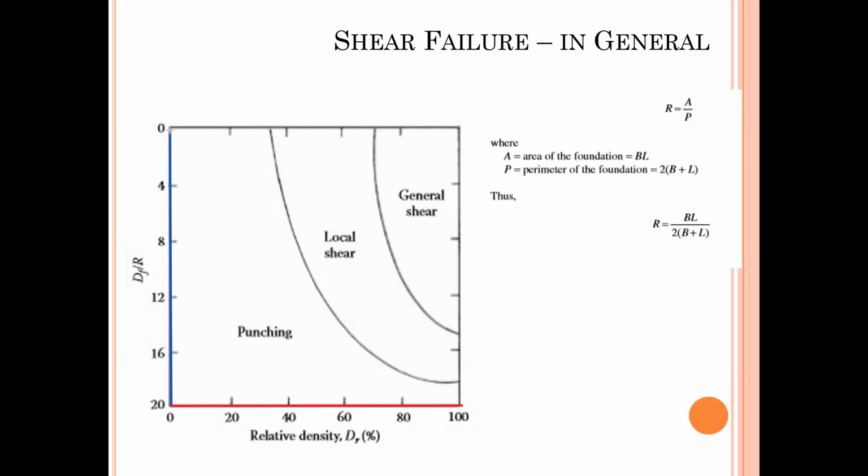that's a factor: depth of the foundation divided by what? R. What is R? It's a ratio of the area of the foundation to the perimeter of the foundation. So R value is this. Depth of the foundation divided by R means divided by BL over 2 times (B plus L).